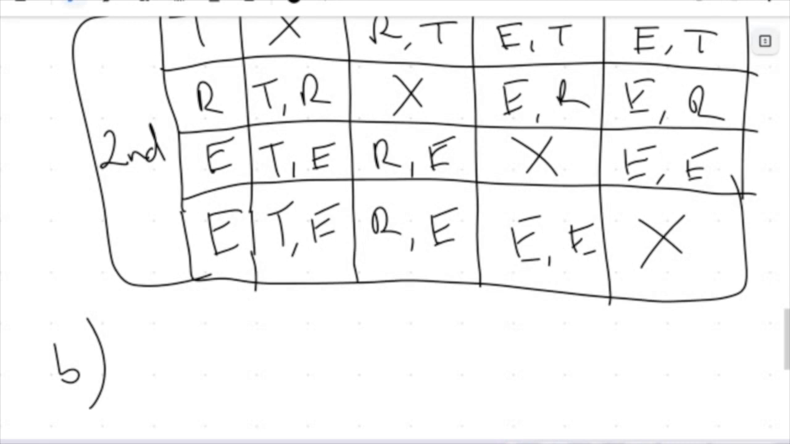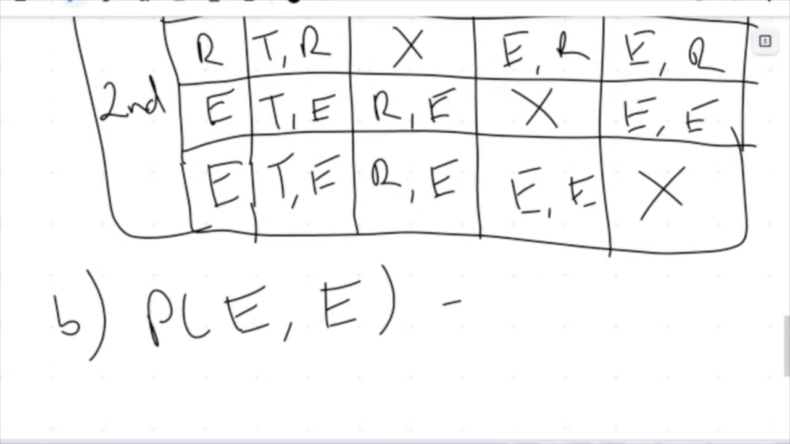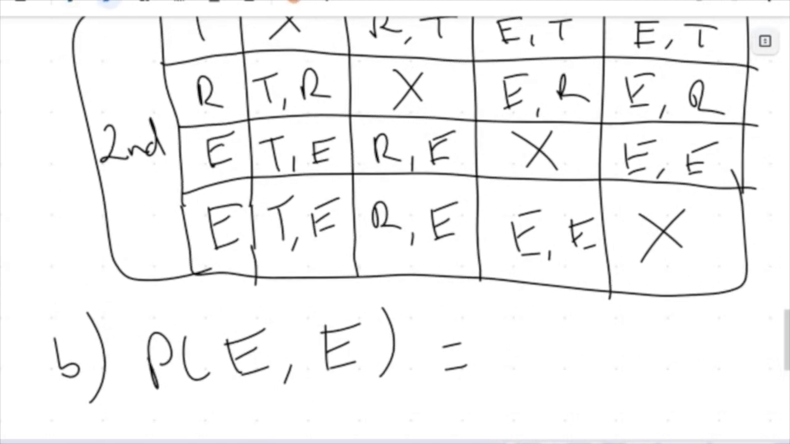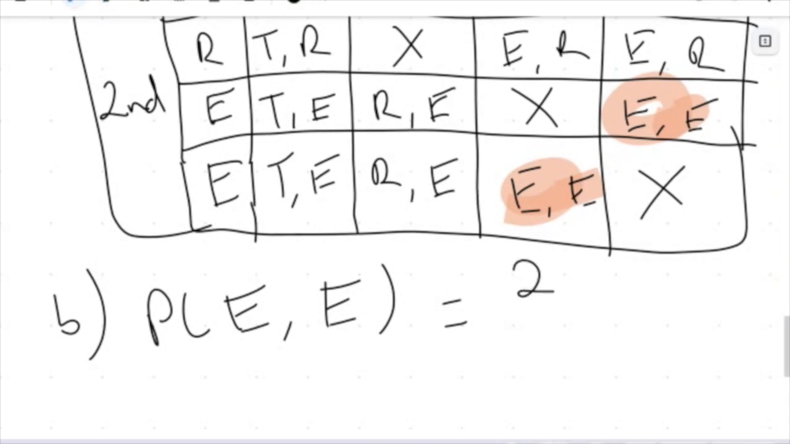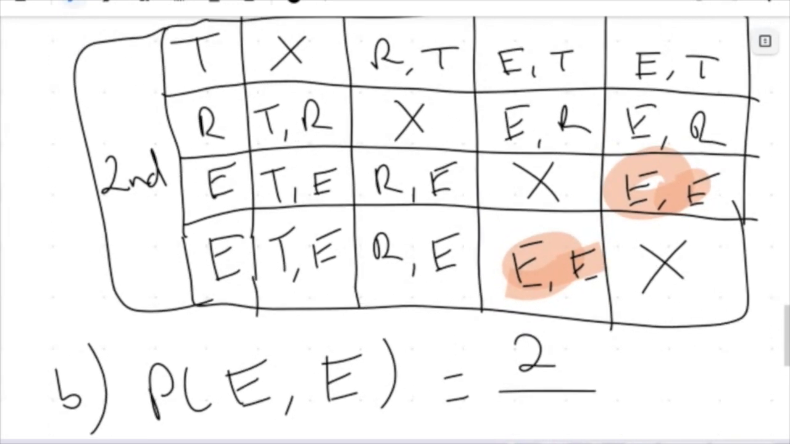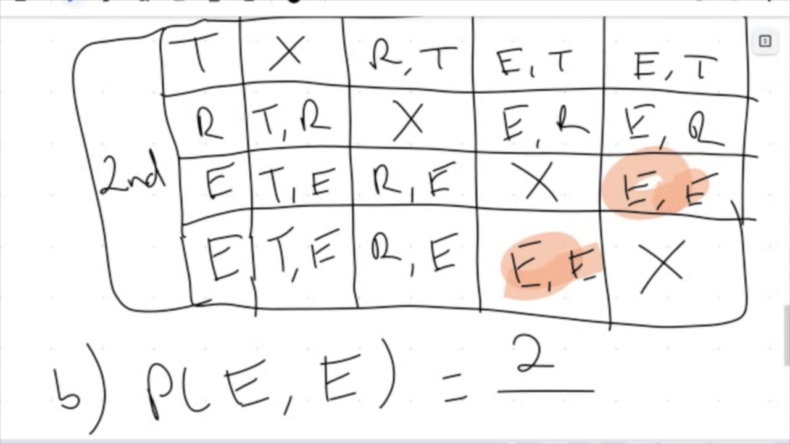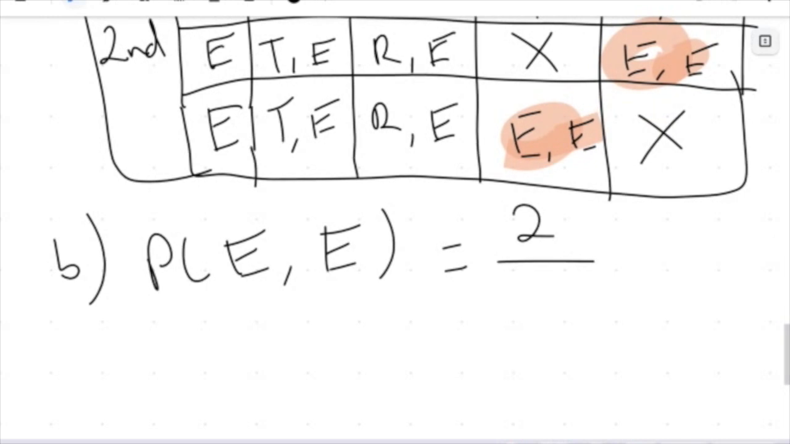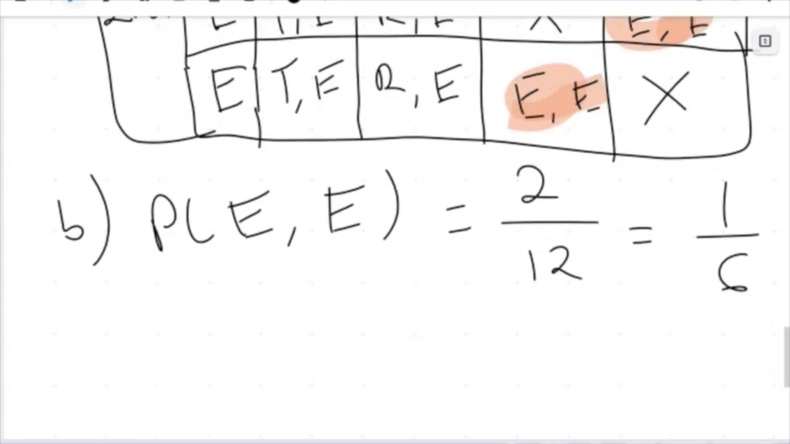So find the probability that the two letters chosen are both E. So the probability that I draw an E and then another E. I want to locate these options on my table. So I have 1, 2. So I have two favorable outcomes. And with all probabilities, I write this as a fraction over my total number of outcomes. So if I count these, I have 1, 2, 3, 4, 5, 6, 7, 8, 9, 10, 11, 12. So I have 2 out of 12 chance of drawing E then E. Or I can write this as 1/6.